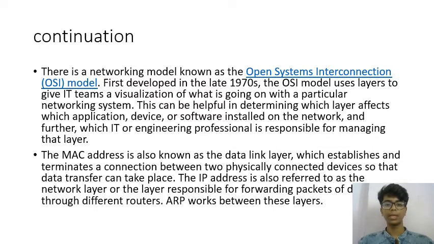There is a networking model known as the Open Systems Interconnection (OSI) model, first developed in the late 1970s. The OSI model uses layers to give IT teams a visualization of what is going on with a particular networking system. This can be helpful in determining which layer affects which application, device, or software installed on the network, and further, which IT or engineering professional is responsible for managing that layer.